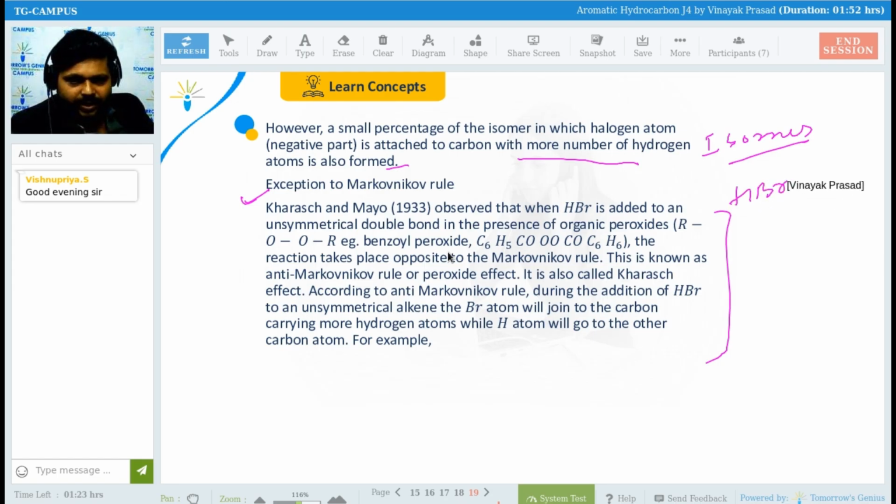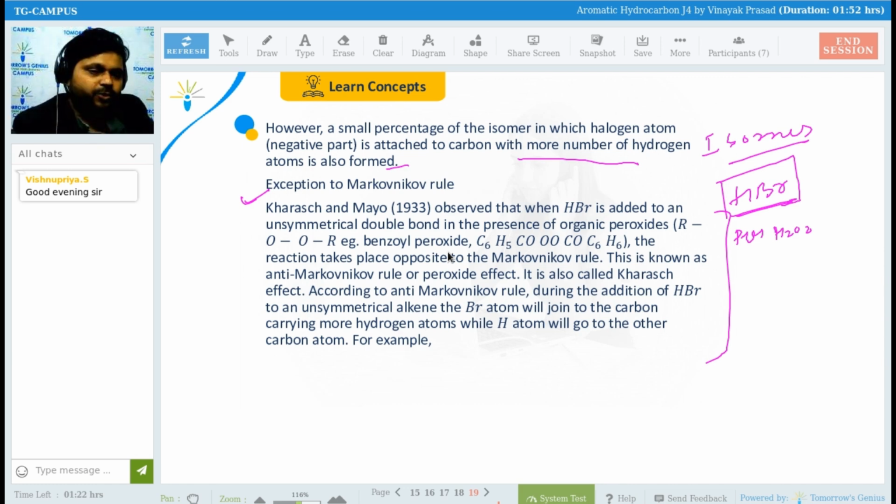Only HBr I am going to talk about, not HCl, not HI. I am going to talk about HBr in the presence of peroxide, that is H2O2, peroxides, right? In the presence of peroxide, H2O2, HBr does not follow the Markovnikov rule. HBr follows the anti-Markovnikov rule. Clear, everyone? Is it okay?